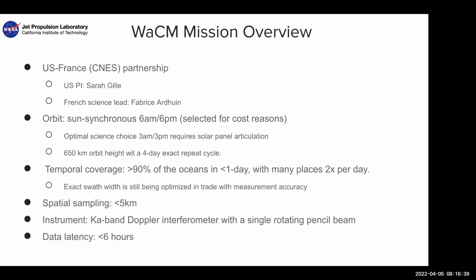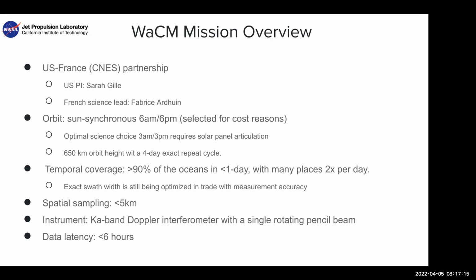So at 650 kilometer orbit height, we get 90% global coverage within 1 day. And we're also using a 4-day repeat cycle in order to be able to have validation. Many places will be sampled twice per day. The exact swath width is actually being optimized because there's a trade between measurement accuracy, which determines the instantaneous accuracy of the instrument, and temporal sampling. And so we need your feedback on this. The spatial sampling that we're keeping is better than 5 kilometers.